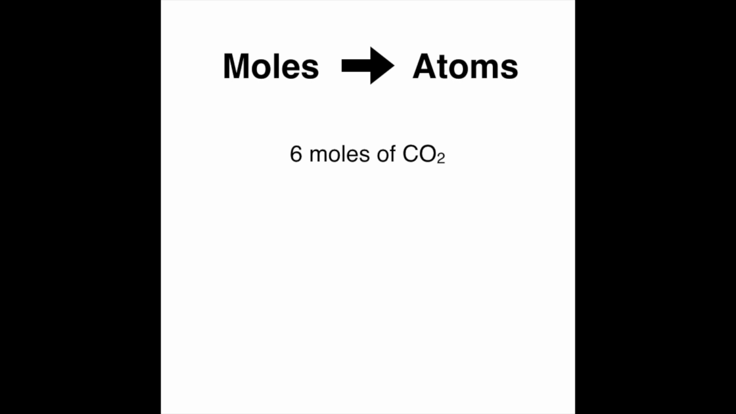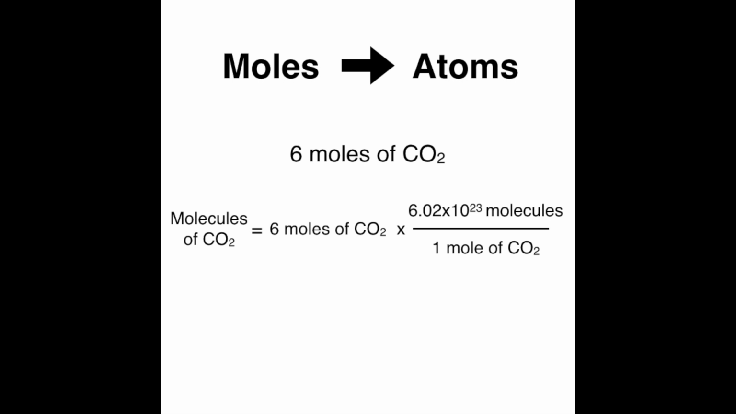This example will involve 2 steps. To determine how many individual oxygen atoms we have, we must first determine how many molecules of CO2 are available. To do this, we can say the number of molecules of CO2 is equal to the number of moles, which in this case is 6, multiplied by 6.02 times 10 to the 23.